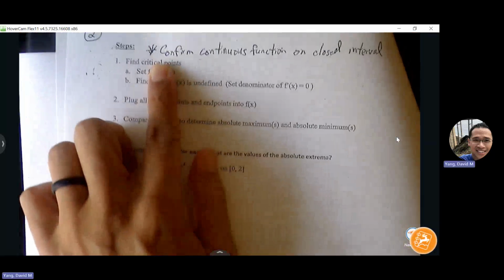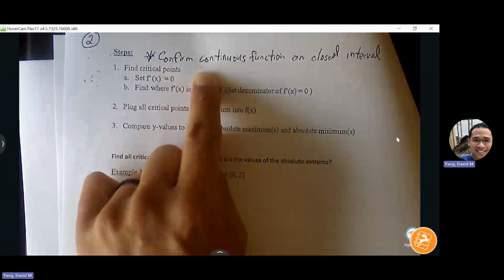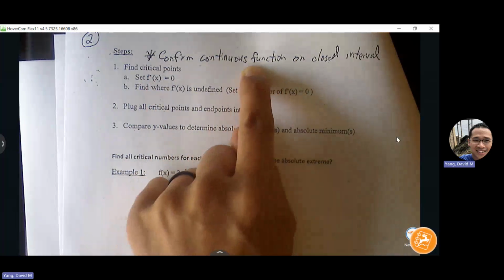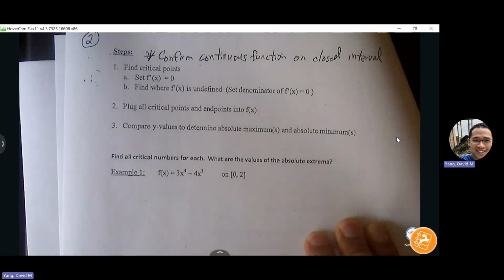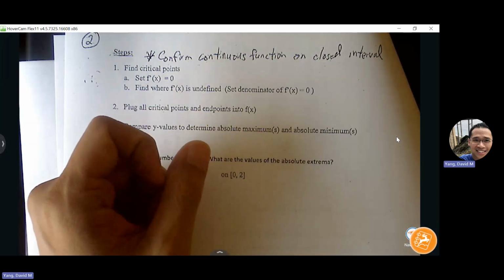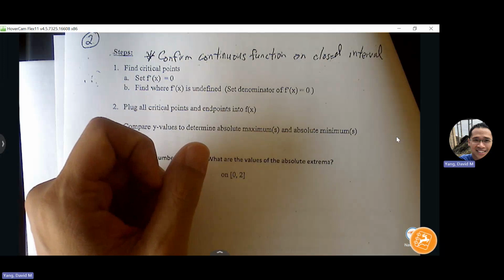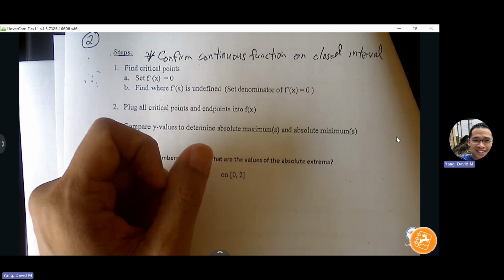So here are the extreme value theorem steps. First thing, we always want to confirm that our function is continuous on the closed interval. We did that with the intermediate value theorem. Basically, for any theorem we involve from now on, there's always that first condition: confirm that your function is continuous on the closed interval. It doesn't mean the graph has to be continuous throughout the entire graph. It just needs to be continuous on that interval, with no disruptions.